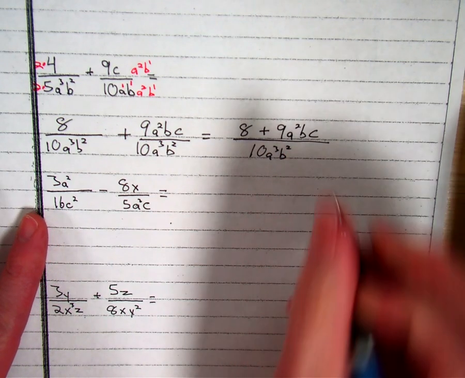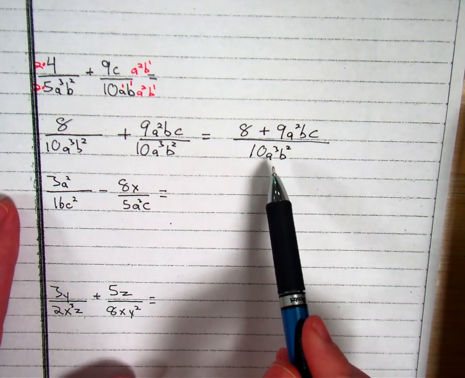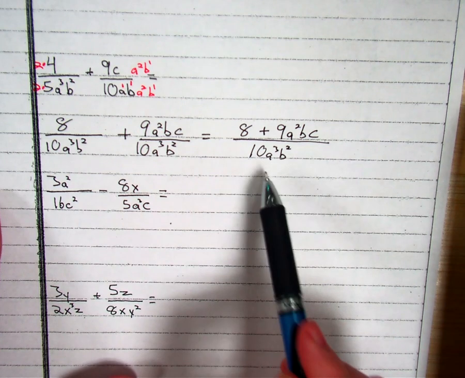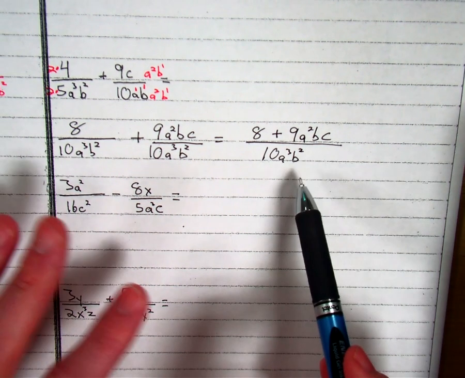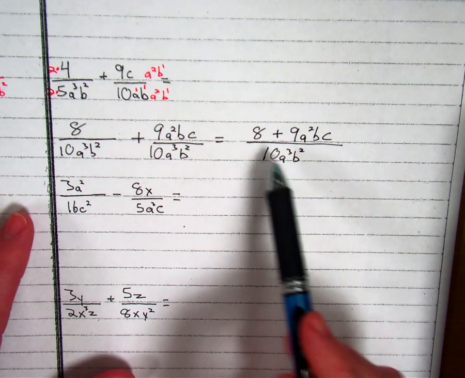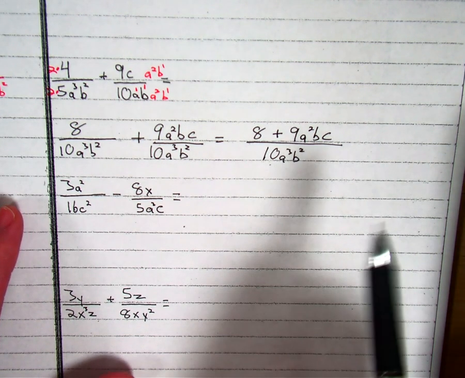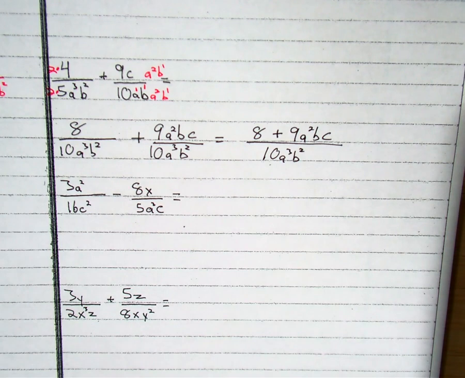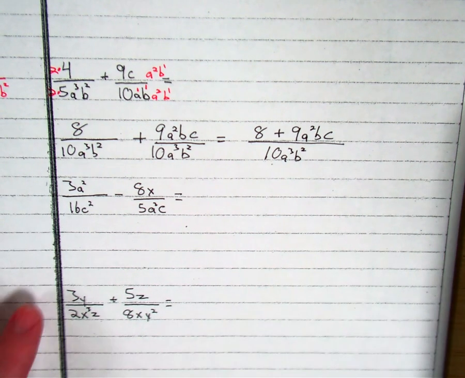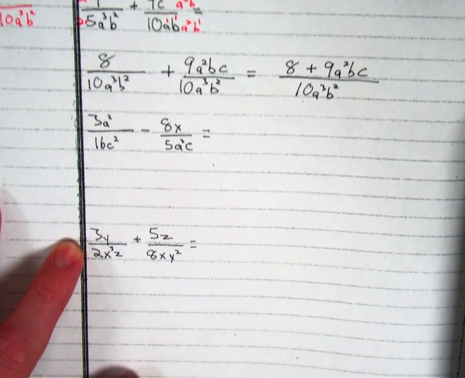Okay, usually you won't be able to reduce because all three pieces would have to be able to be reduced by the same thing. So like 8, 9, and 10 would all have to be divisible by the same piece. And that usually doesn't happen, but sometimes it does. Alright, let's look at another one with a minus.